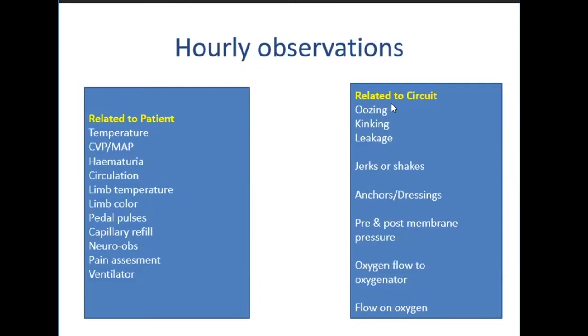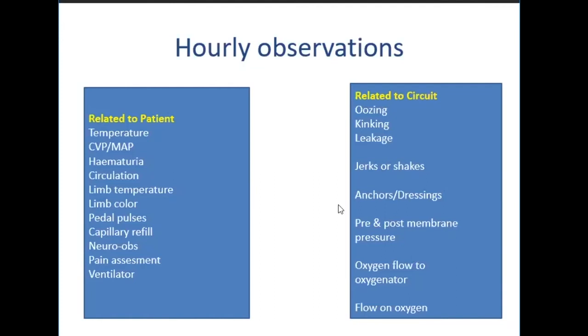Related to the circuit: is there a leak in the circuit, oozing, or kinking of the circuit? Is there a jerk or shake in the circuit? It indicates a problem with the preload. Is there any problem with the dressing, pre- and post-membrane pressure, oxygen flow, and oxygenator?